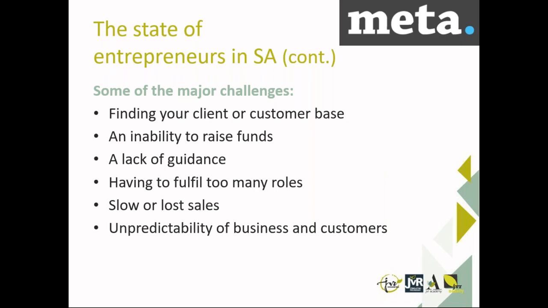Having to fulfill too many roles, specifically when the companies are just started or their businesses are just getting up off the ground. Having to fulfill so many roles in that specific company or business setting, that it gets overwhelming. Slow sales or even some lost sales may be due to more established competitors, but then also the unpredictability of business, specifically now in the changing world of work, but then also the unpredictability of customers, not necessarily always knowing that you will have the same customers coming back time after time at the end of the day.